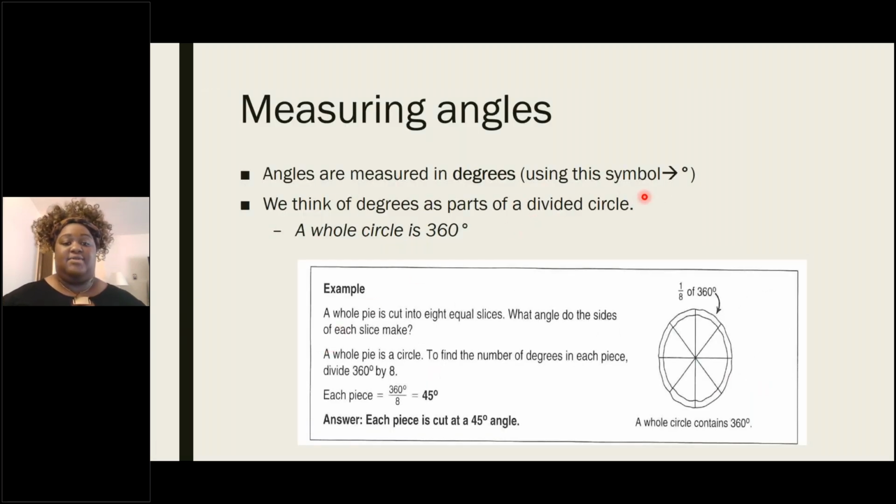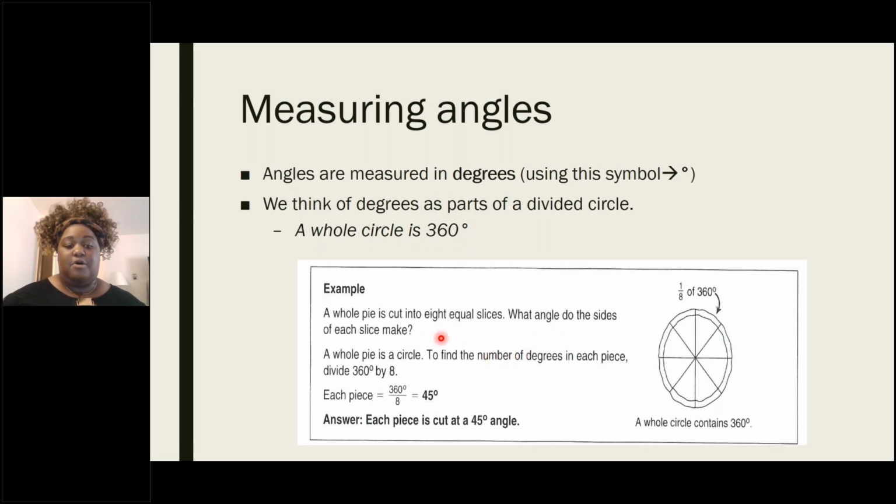So measuring angles. We measure angles using degrees, and we use the symbol. It's that degree symbol that you'll see a lot of times with temperature. But this is how we measure angles. And we think of these degrees as parts of a divided circle. So a circle, in terms of degrees, the whole circle is 360 degrees. So here's an example here to give us a better idea of that.